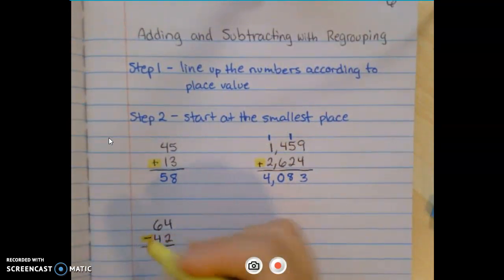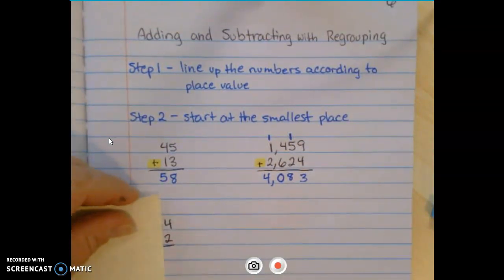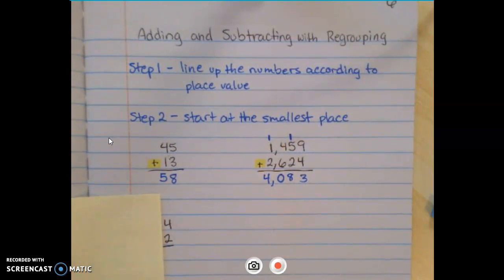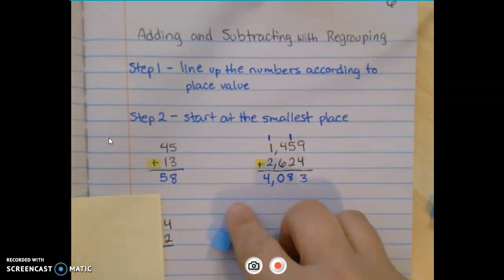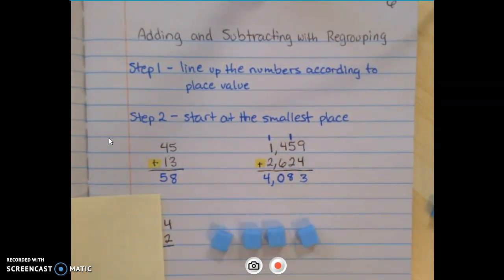Starting with my same rule, I'm lining those digits up based on their place value. All the ones are together, my tens are together. But this time we're taking away, we're subtracting. So let's start with our ones place. I have 4 ones minus 2 ones. Well, let's look at what that looks like. I have 4 ones. If I want to take away 2 of those, how many am I left with? 2.